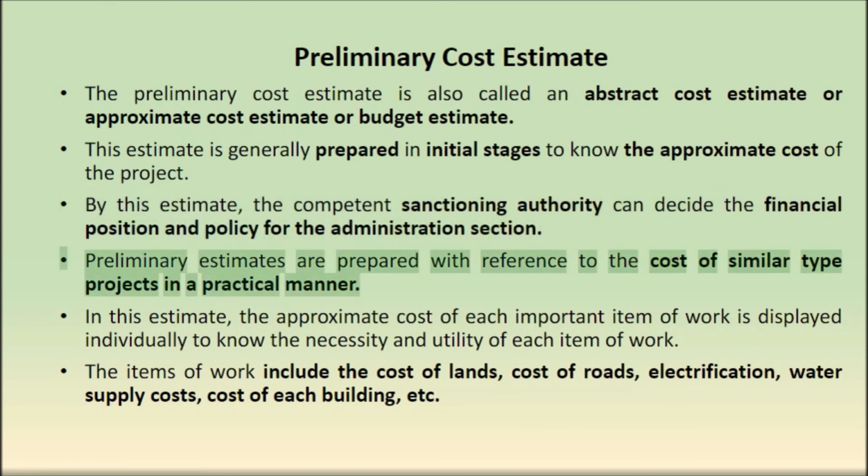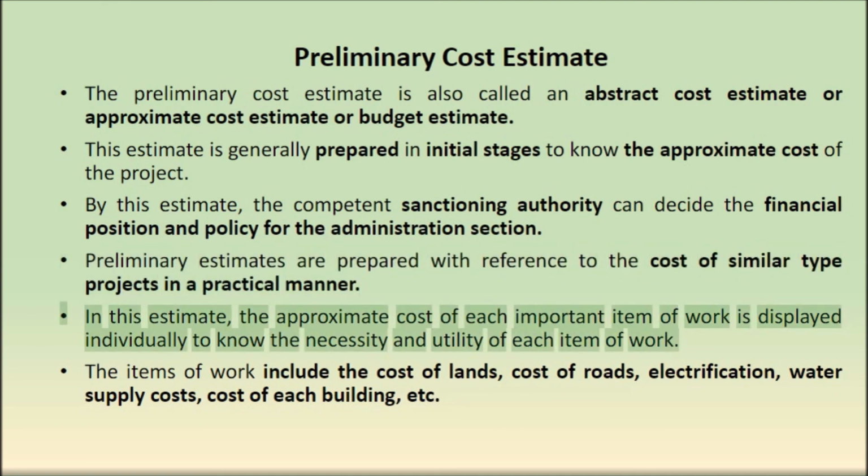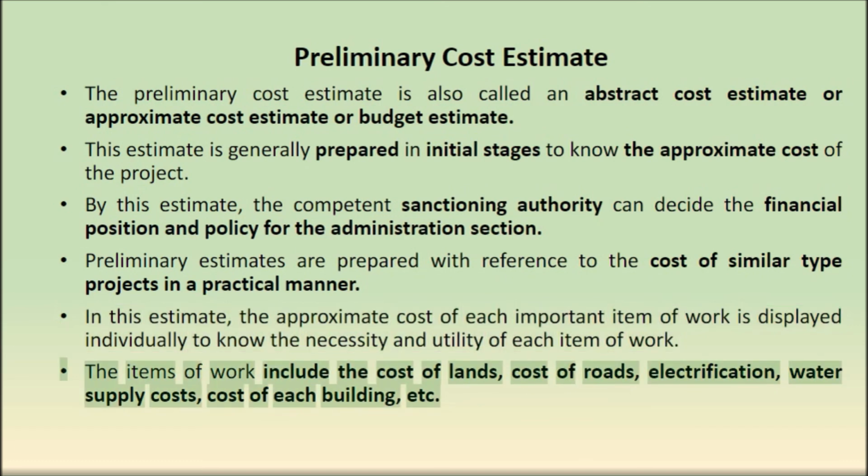Preliminary estimates are prepared with reference to the cost of similar type projects in a practical manner. In this estimate, the approximate cost of each important item of work is displayed individually to know the necessity and utility of each item of work. The items of work include the cost of lands, cost of roads, electrification, water supply costs, cost of each building, etc.